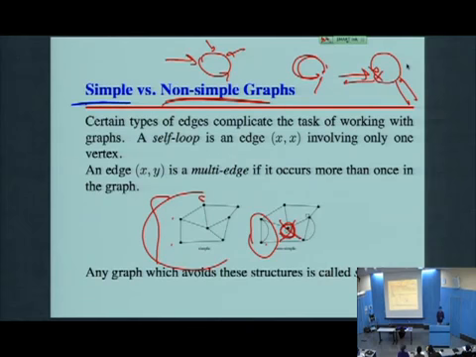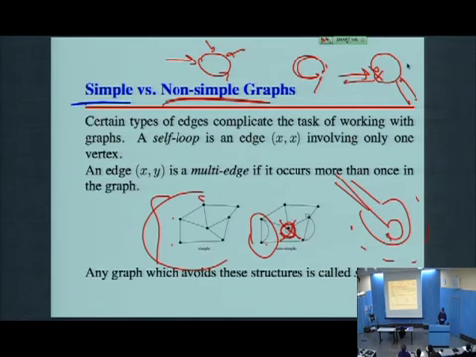So a dead end or a cul-de-sac would be a self-loop? A cul-de-sac might be a self-loop. Say your city looks like this, you have the houses here, and maybe you would view this as a self-loop, or maybe you'd view it as an endpoint. It depends upon what your graph is.